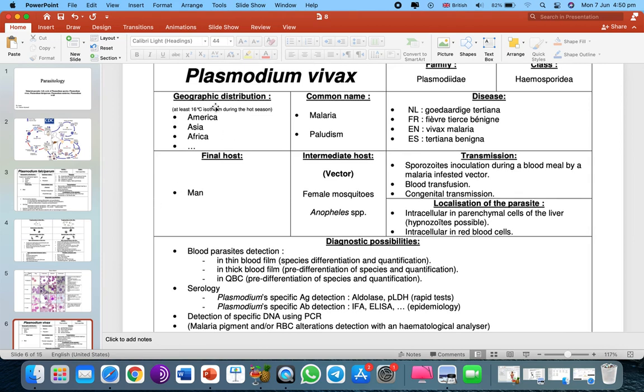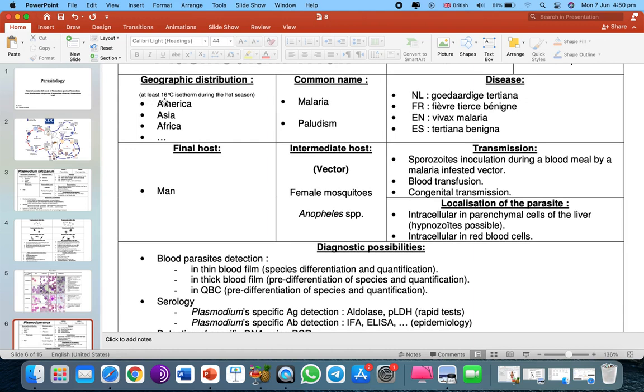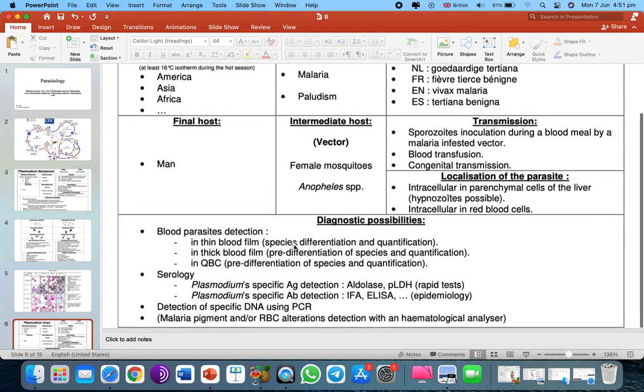The other type of plasmodium is called Plasmodium vivax. You can see Plasmodium vivax in the areas that have at least 60 cycles during the whole season. Okay, so you can see here in America, Asia, Africa. That's why sometimes it's so rare to see this in Iraq, but we can see it in Iraq, but it's so rare. The common name is also malaria, and here it is vivax malaria. The first one was falciparum malaria, and this one is called vivax malaria. Same vector, same intermediate host, same final host, okay? Transmission is the same, all are the same, localization is the same, okay? And the detection methods are the same as well.